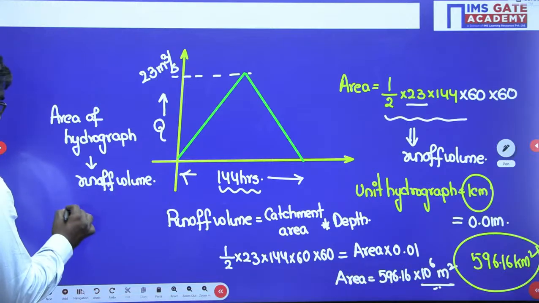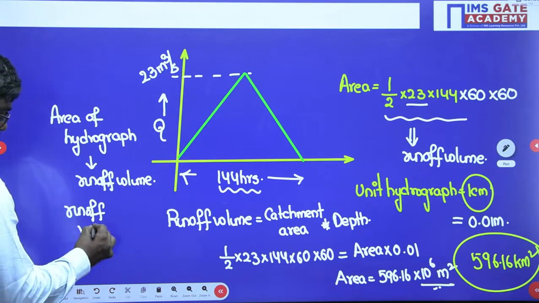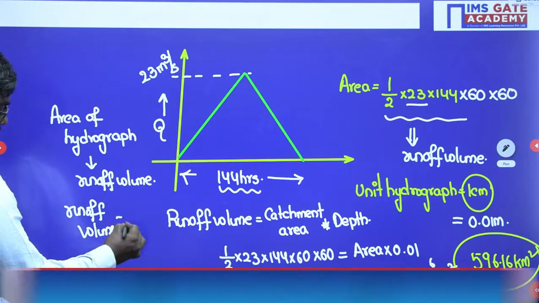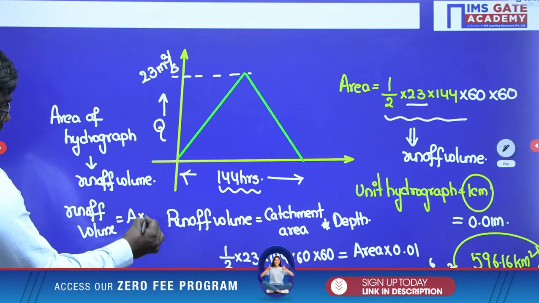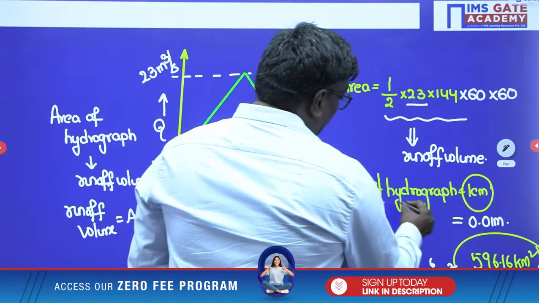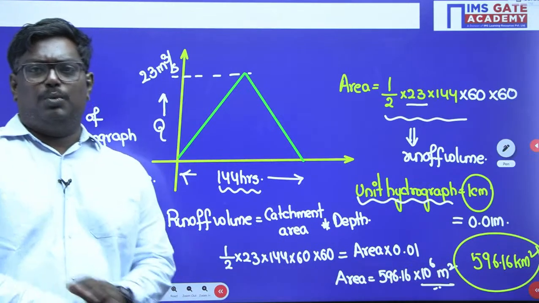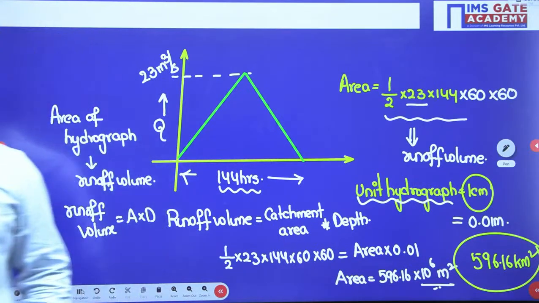And remember, runoff volume is equal to area into depth. And always remember, for unit hydrograph, what is the depth? The depth is equal to 1 centimeter. I hope you are clear. So please write down this.